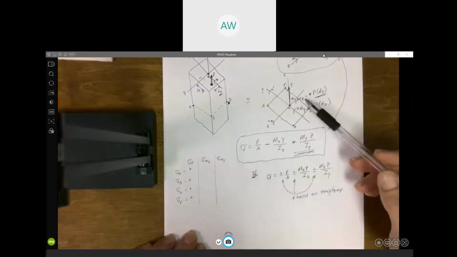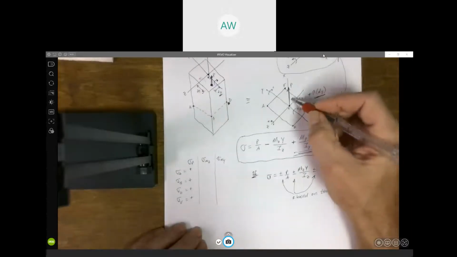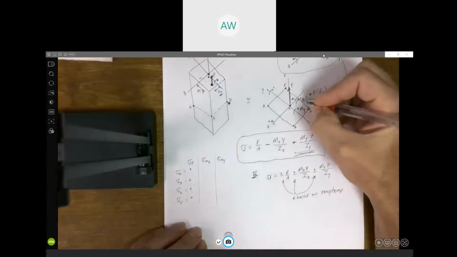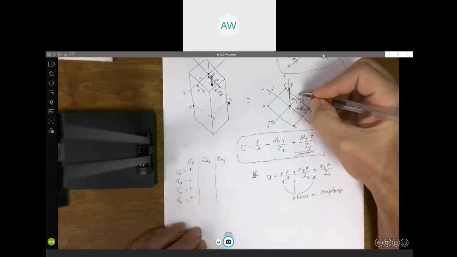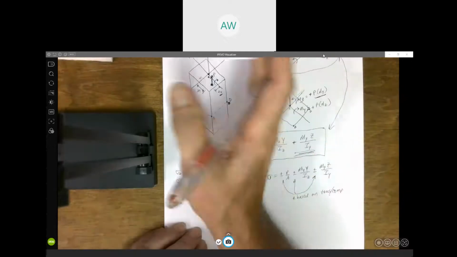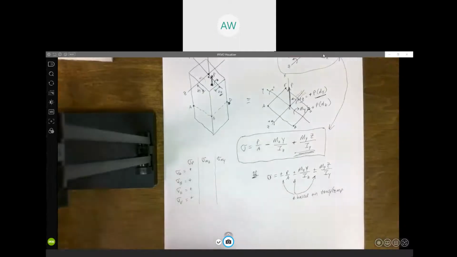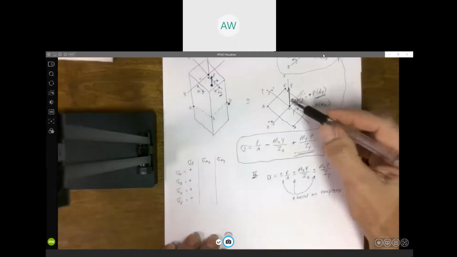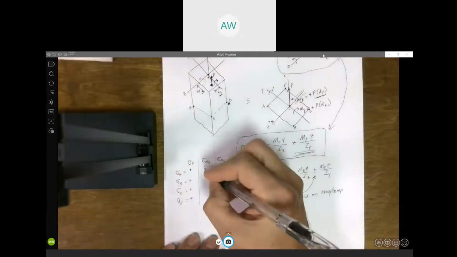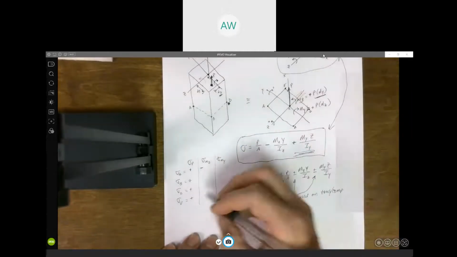But now let's look at this moment Mz. It's acting in this direction that I've got shown here. So if we've got a moment acting in this direction, it's causing compression everywhere above the z-axis. Anywhere up above the z-axis is going to be compression. Anywhere below, it's causing tension. So this moment Mz, anywhere above the z-axis is going to be compression. So if I'm getting a stress at A, it's in compression. That term is going to be negative. The stress at E, it's in compression. It's going to be negative.